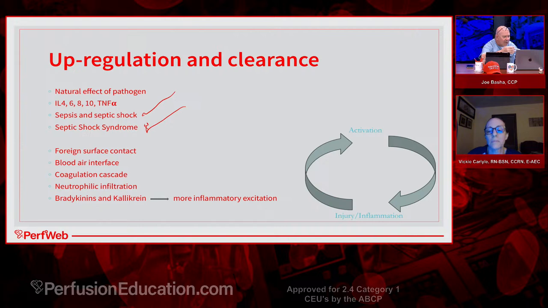Vicki, I'd like your participation in this, but I see patients that are in a gross inflammatory reaction and their hemodynamics all say this patient is in septic shock, but they're not septic. What they are is septic shock syndrome. What are your thoughts on that?